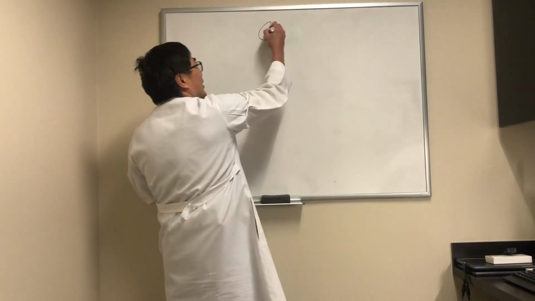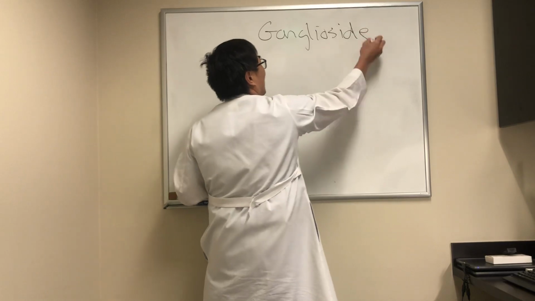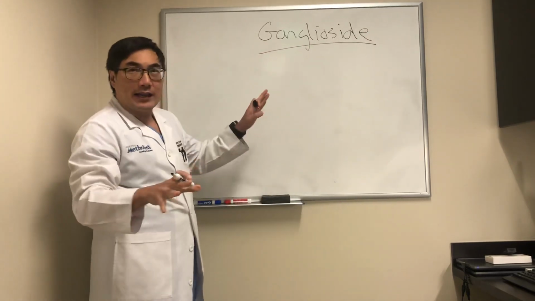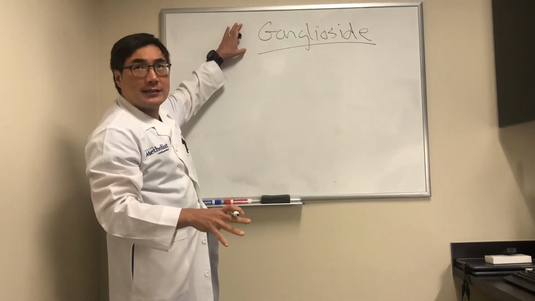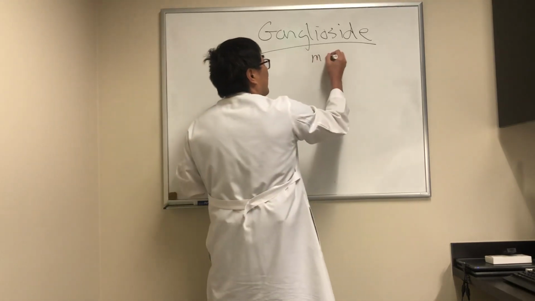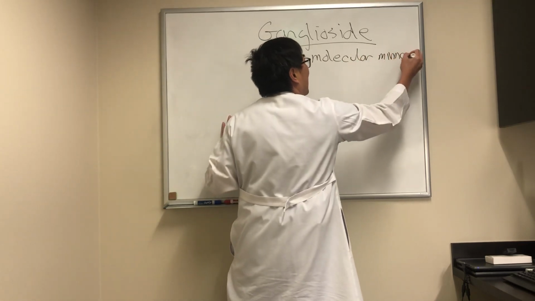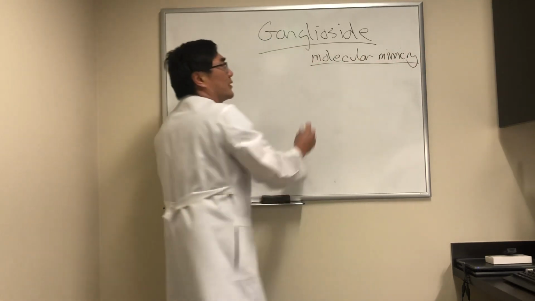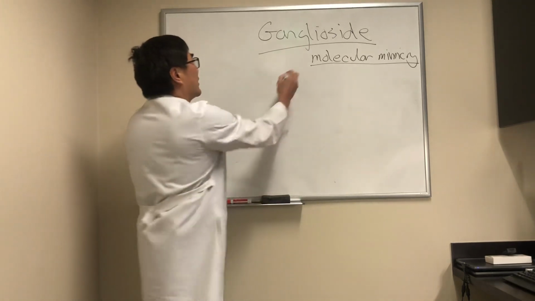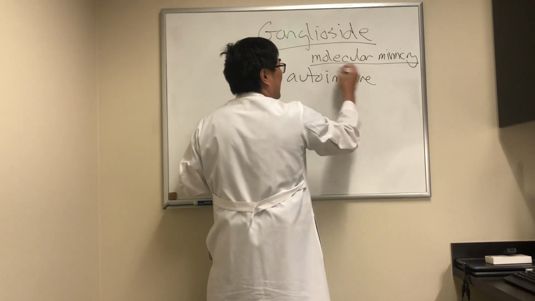All right, today I'm going to be talking to you a little bit about gangliosides and how they apply in neuro-ophthalmology. You don't have to know everything about ganglioside, but you need to know what it is and how it can relate to downstream autoimmune disease through a process called molecular mimicry.